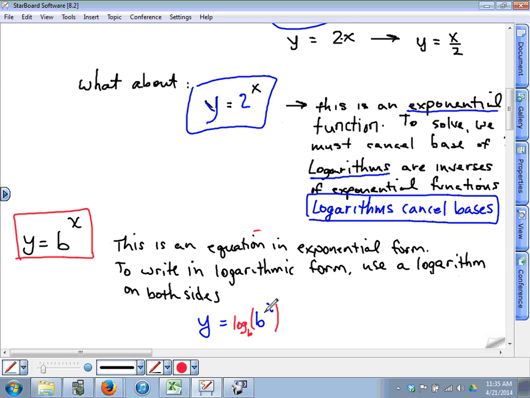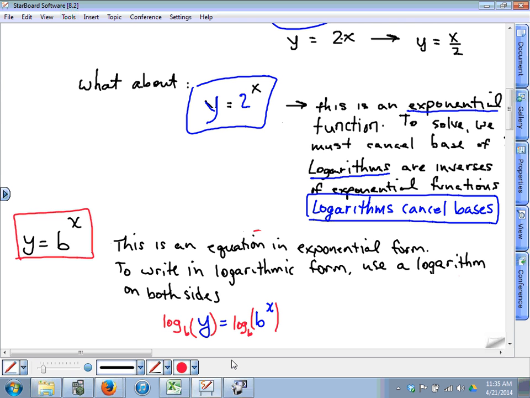But you guys need to remember, this is an equation. If you do something to one side of an equation, you have to do it to the other side. So on this side, you have to do a log base b, and then y is inside the logarithm. That's a log base b. Why did I choose to use a log base b? Because b is the base of the exponential.